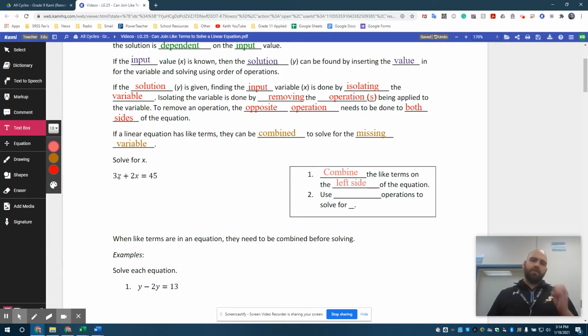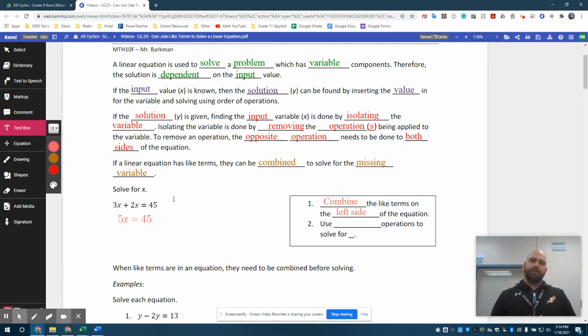Now, the like terms here, we have 3x and we have 2x. And so this is going to combine to be 5x, right? So we can combine them to say 5x. Let's make that into an equation: 5x is equal to 45. So we combine them together. Because they are alike, we can combine them.